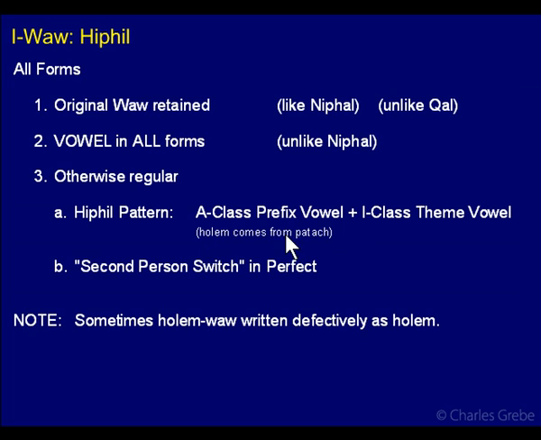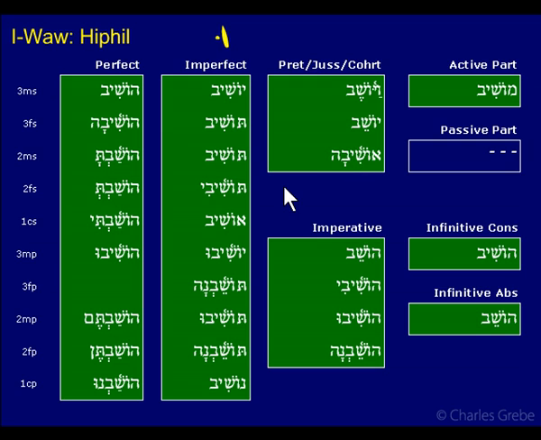We say that the Hiphil pattern is still present, A class prefix vowel plus I class theme vowel, but we can only say that because we have defined Holam Vav as coming from a patach and therefore calling it an A vowel. But I have to say, Holam Vav doesn't look like an A vowel to me. And when you're reading, are you going to remember that historically this came from an A class vowel? I kind of doubt it. So what do you do? We've effectively lost the first part of this, the A class part. We have the I class part, but the A class part is lost, at least for all practical purposes.